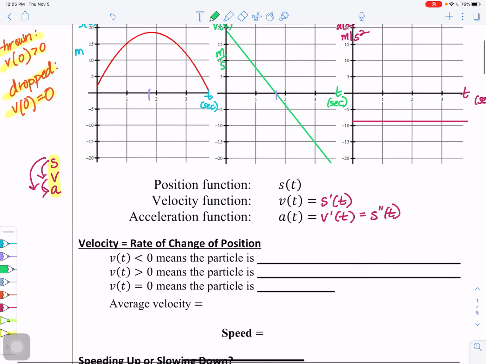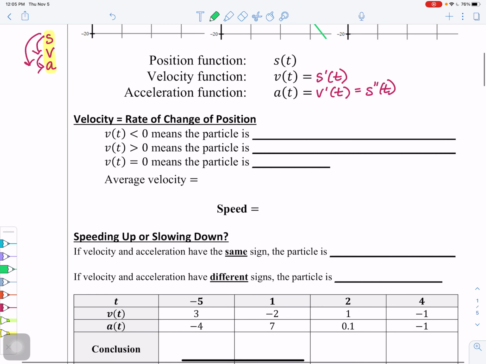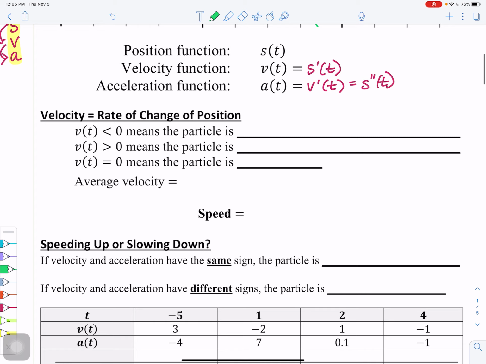Okay, let's talk about velocity being the rate of change of position. So if the velocity is negative, it means that the particle is moving to the left. Now, we usually have this motion on the x-axis, but if you're working on the y-axis, you could also say it's when the particle is moving downward. Okay, when you have a positive velocity, that is when the particle is moving to the right.